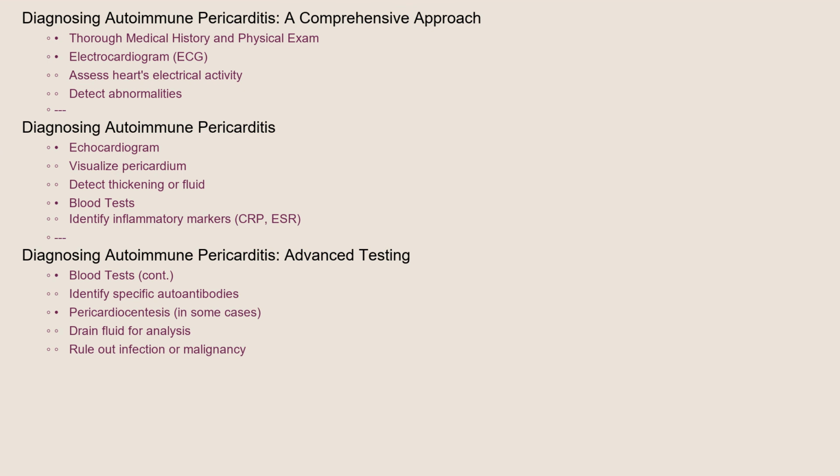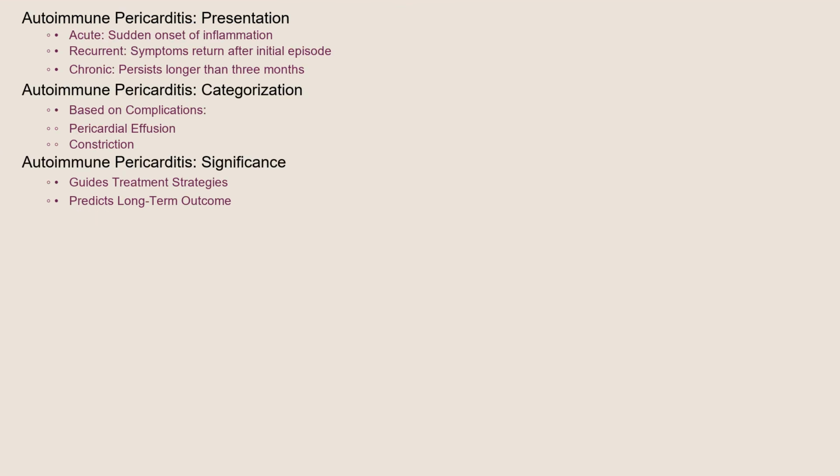Blood tests can help identify inflammatory markers, such as C-reactive protein and erythrocyte sedimentation rate, which are elevated in pericarditis. Importantly, blood tests can also help identify specific autoantibodies associated with certain autoimmune diseases. In some cases, a pericardiocentesis, where fluid is drained from the pericardial sac, may be performed for diagnostic and therapeutic purposes. The fluid can be analyzed to rule out infection or malignancy and to further characterize the cause of the pericarditis.